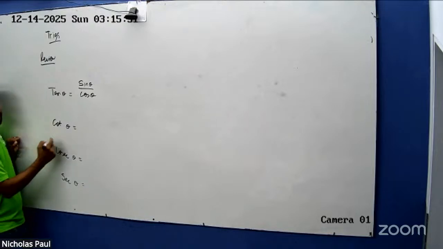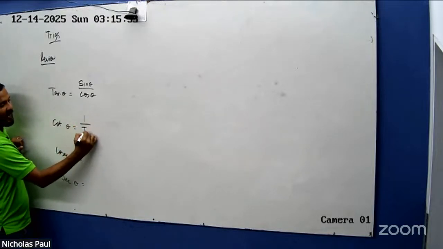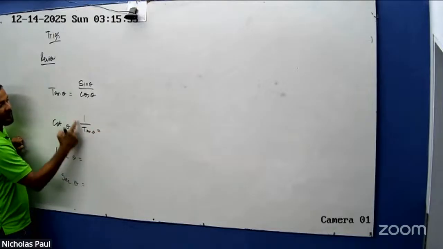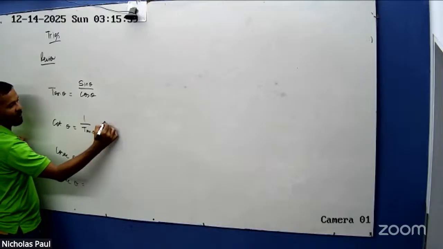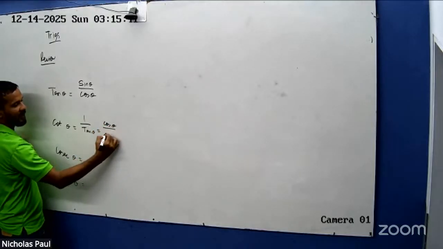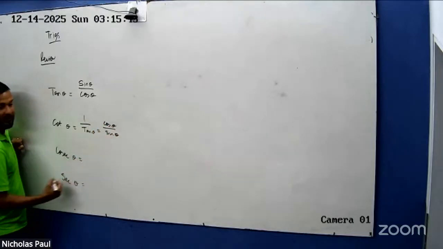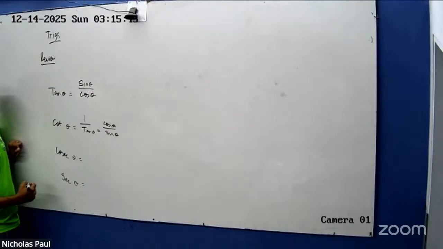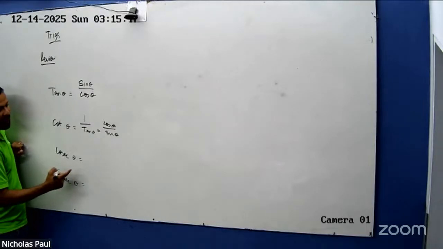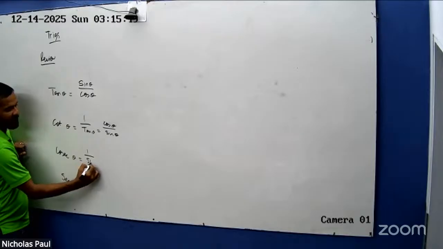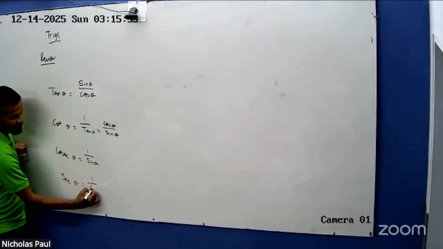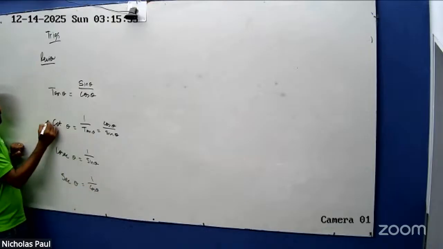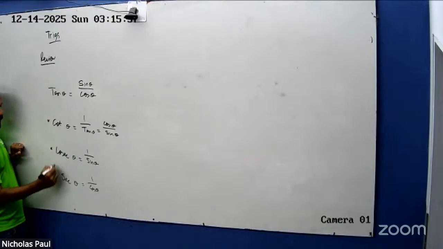Cot is what? Cot is 1 on tan, right? And if you put 1 on tan or 1 on sine and cos, you'll end up with cos theta over sine theta. That's all right? Cosec is something new. That's 1 on sine theta. And sec is 1 on cos theta. Right? So these three here might be new, right?